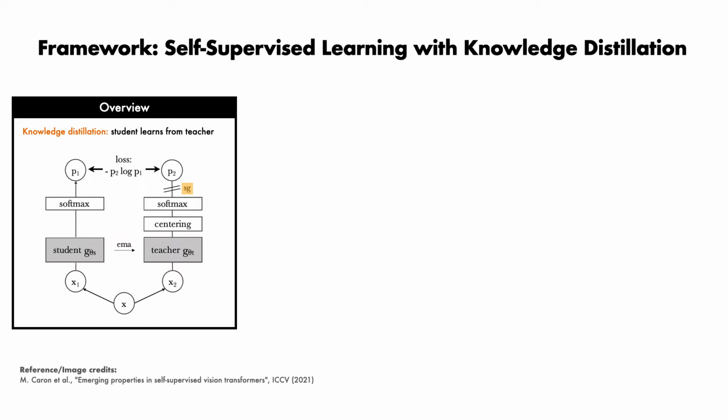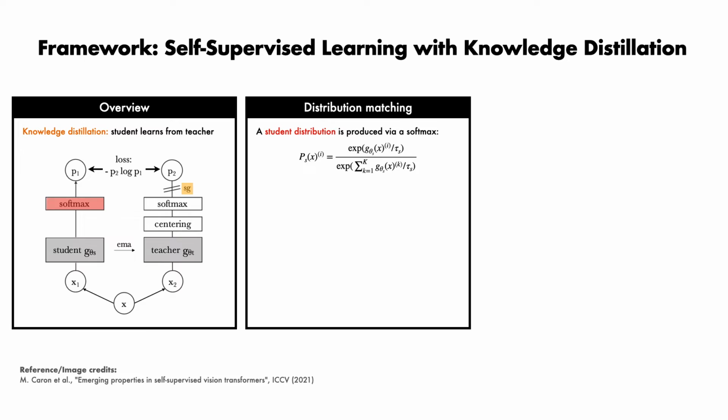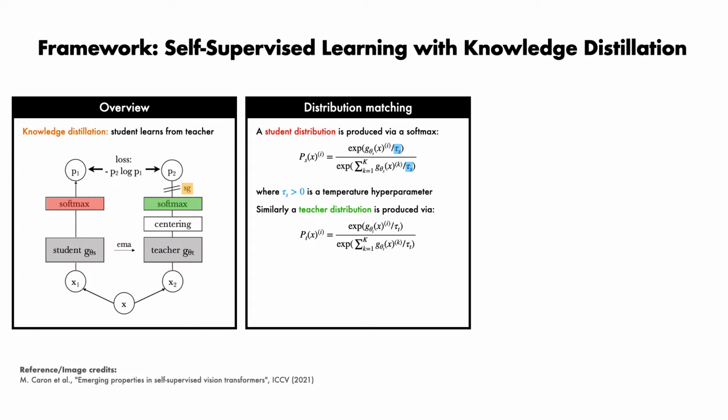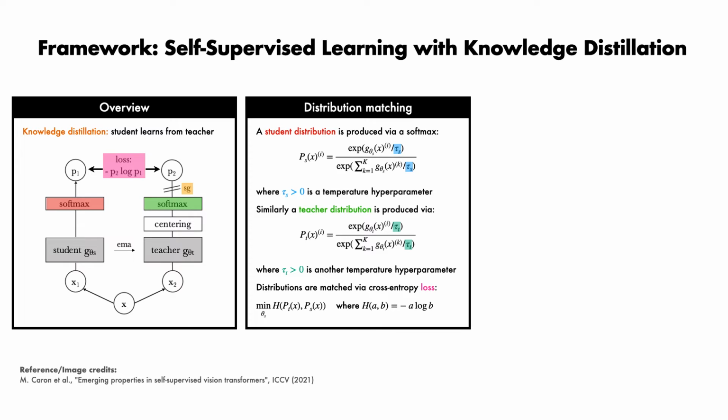Okay, there's a lot going on here, so let's unpack each of these components in a bit more detail. We noted that the student distribution is produced by a softmax. That's defined as follows. Here, tau s is a temperature hyperparameter controlling the sharpness of the softmax. Similarly, the teacher distribution is also produced by a softmax, with its own temperature hyperparameter, tau t.